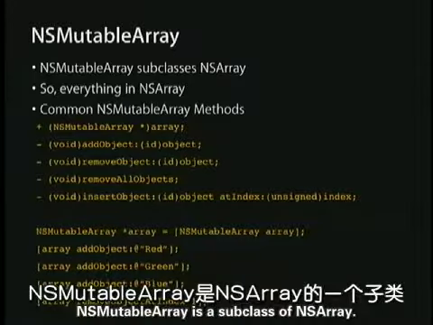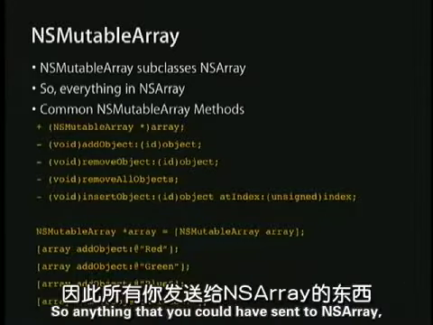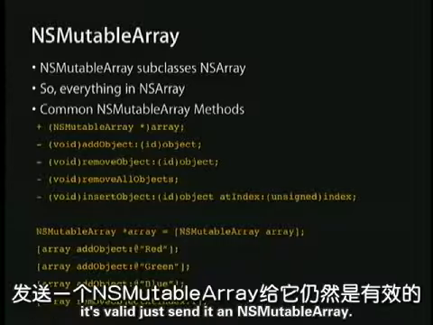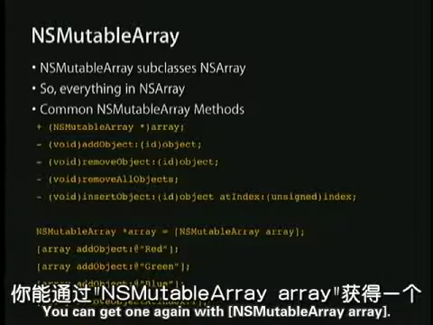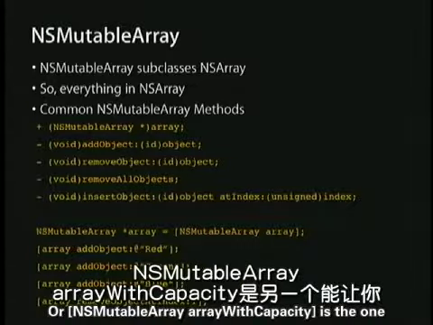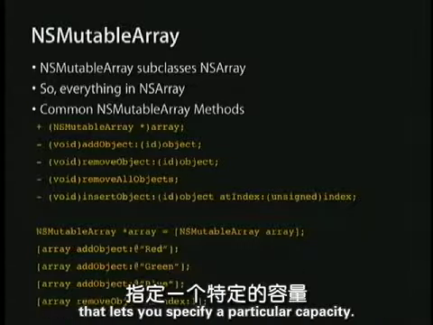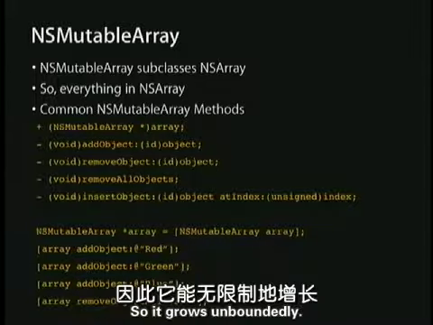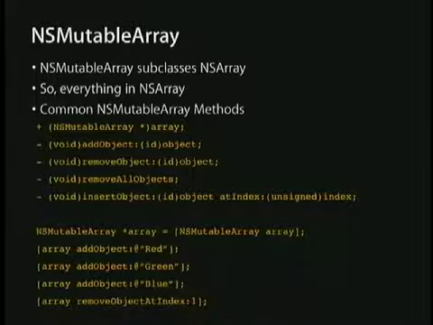NSMutableArray is a subclass of NSArray. So anything that you could have sent to NSArray, even though it's not defined in the mutable array header, it's valid to send it to an NSMutableArray. You can get one again with NSMutableArray array, or NSMutableArray arrayWithCapacity, which lets you specify a particular capacity. This convenience one is equivalent to sending arrayWithCapacity 0, so it grows unboundedly.